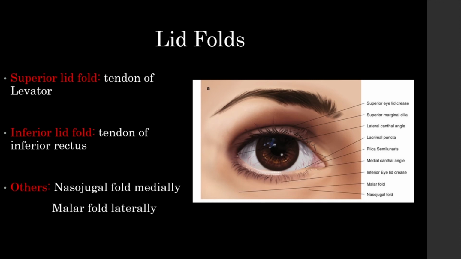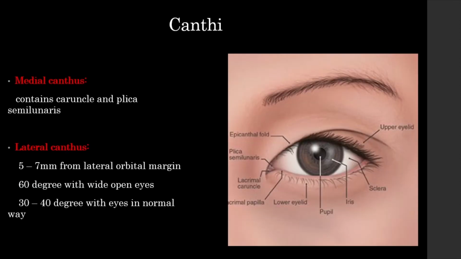So this is going to limit the spread of any blood or fluids from the eyelids into the cheeks. Medial canthus contains the caruncle and the plica semilunaris. And the lateral canthus is usually situated 5 to 7 millimeters from the lateral orbital margin. With the eyes wide open, they form a 60-degree angle, and in a normal way, they form a 30 to 40-degree angle.